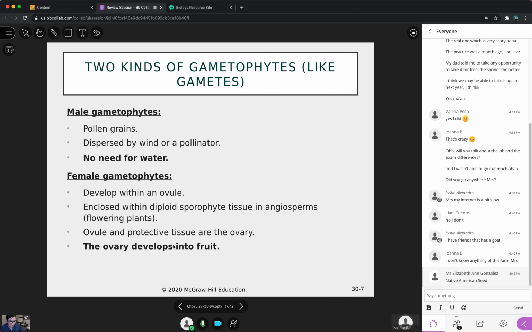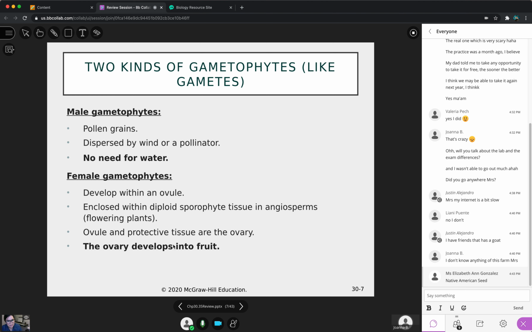As far as gametophytes, I want you to think of gametes. When you see the word gameto, you need to think of gametes. Gametes are sex cells. That's meiosis, right? Mitosis is identical cells. Meiosis is sex cells, the male and female. So whenever you see the word gametophyte, you just need to think gametes or sex cells.